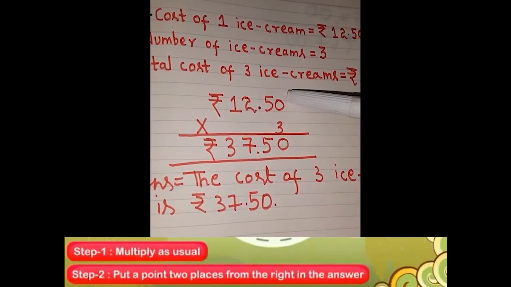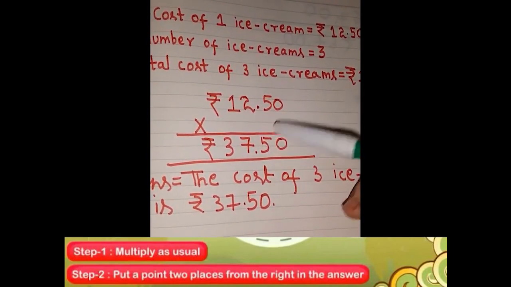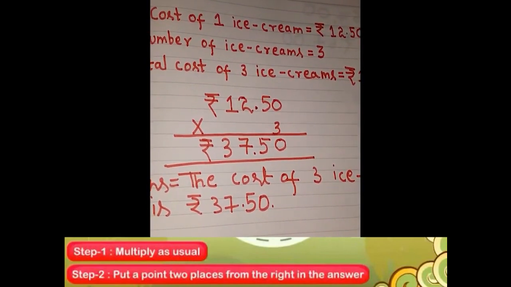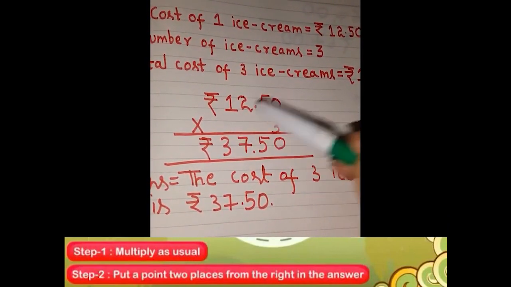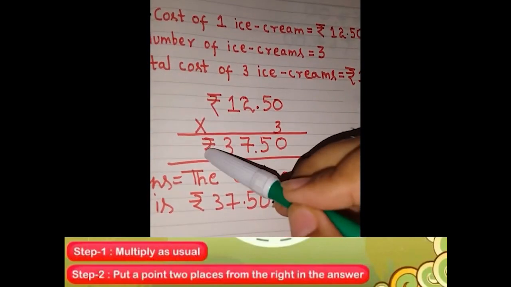3 multiplied by 0 is 0. 5 3s are 15. 5, carry over 1, I am keeping it in my mind. Then 3 2s are 6 plus 1 is 7. I have written 7 over here. And 3 1s are 3. And don't forget to put the sign of the rupee.